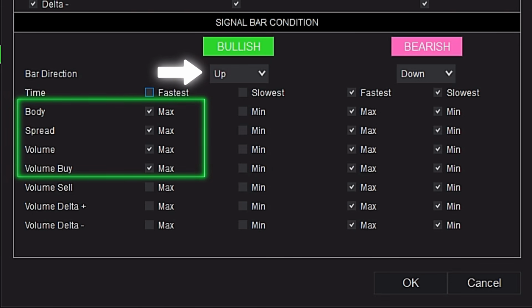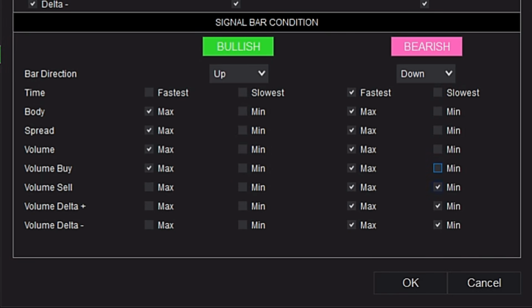What this combination means: with all of these conditions activated, the indicator will only generate a buy signal when the market prints an exceptionally strong bullish candle, one that shows a powerful bullish body, a wide and decisive price movement, heavy participation from traders, and clear aggressive buying pressure. In other words, a buy signal will only appear when the candle represents a high-quality, high-conviction bullish push, giving you a much better probability of entering into a strong move.